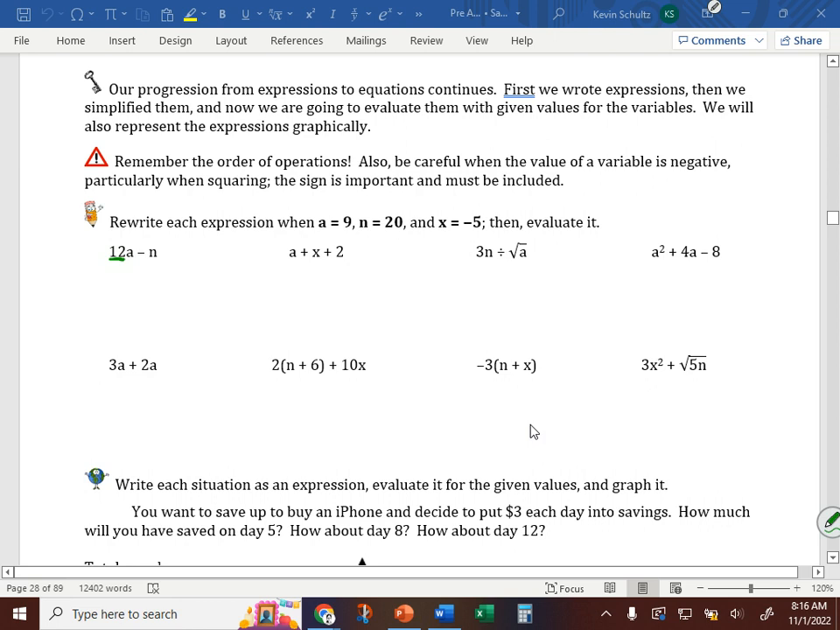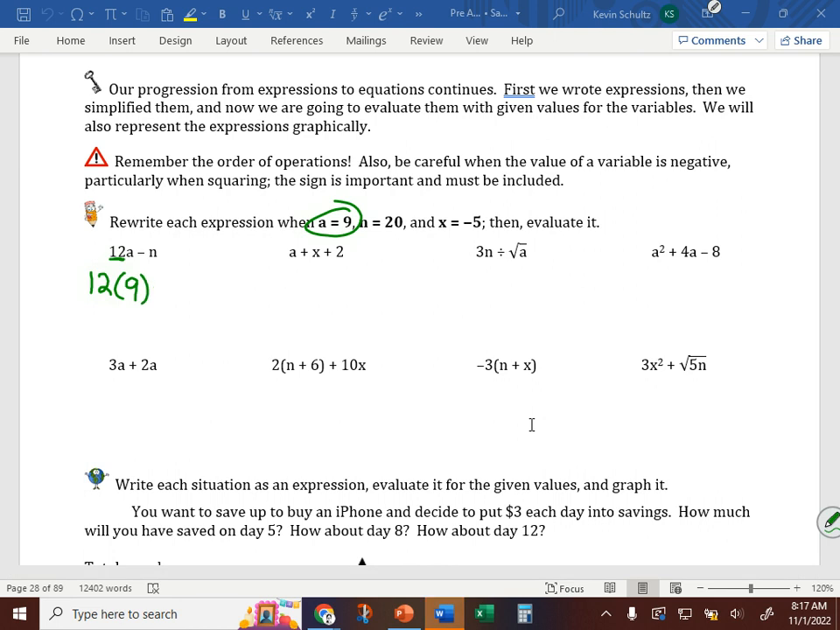Basically the role of a coefficient is to tell you how many of the variable you have. 12a means we have 12 a's. Whatever a is, we have 12 of them. So up here, when I tell you a is 9, it means that we have 12 nines, or 12 times 9. Having 12 nines is the operation of 12 times 9.